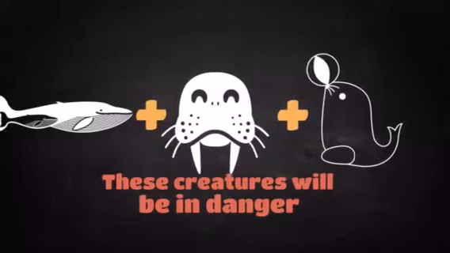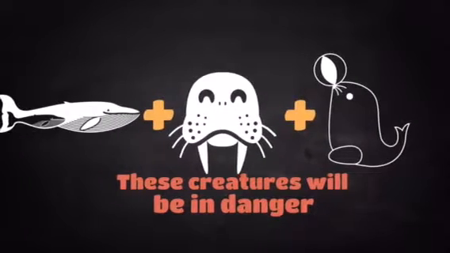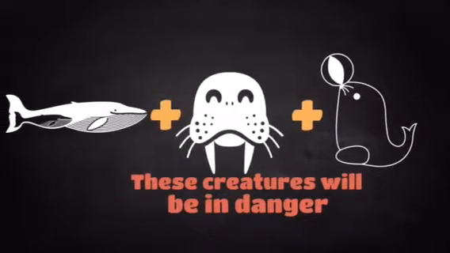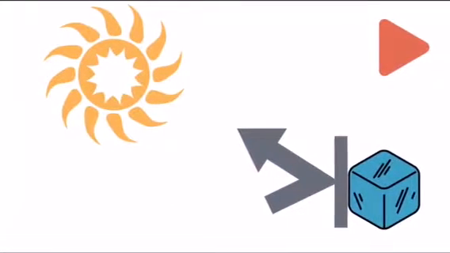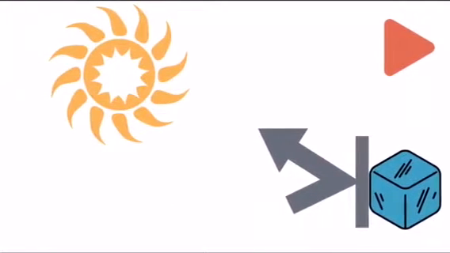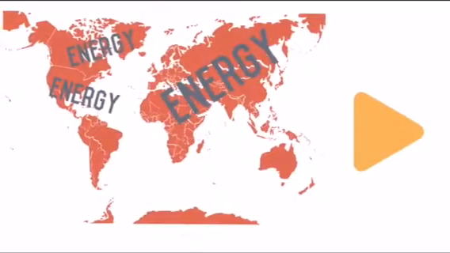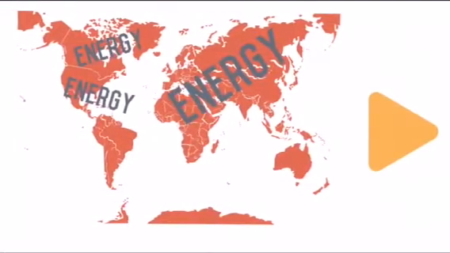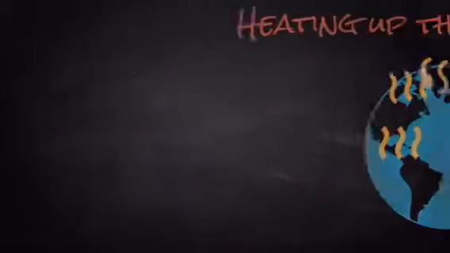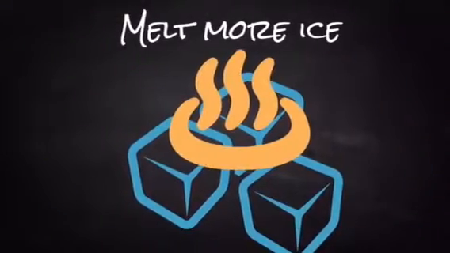We could lose wildlife too. Whales, walruses, and seals depend on ice for protection. Ice acts as a giant reflector, bouncing sunlight back into space. But as ice melts, more of the sun's energy will be absorbed rather than reflected, heating up the Earth more, which in turn will melt more ice.